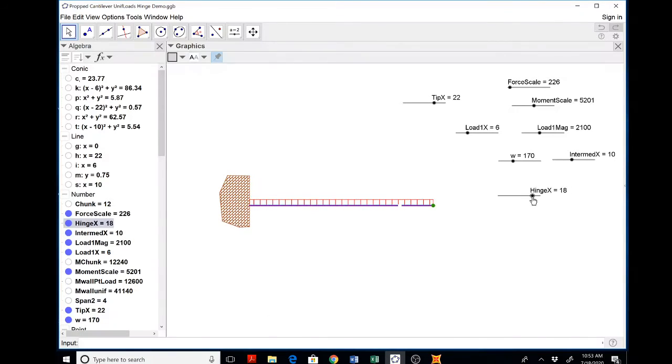So I'm going to put my hinge over here. Let's make it nice so that you could see that. It should be 12. Yeah, span 2 is 12, okay?